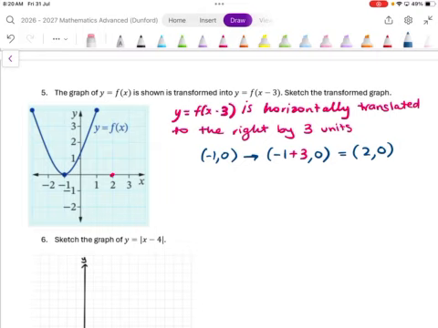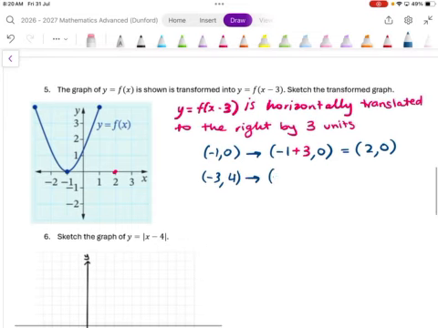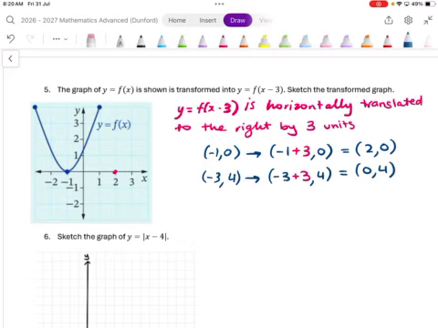Now, our other coordinates are up the top here. So our other coordinates are (-3, 4), where they've put the little points in. And so that is going to become (-3 + 3, 4), which is just (0, 4). Okay, and our other coordinate is (1, 4), which becomes (1 + 3, 4). So that is going to be the point (4, 4).